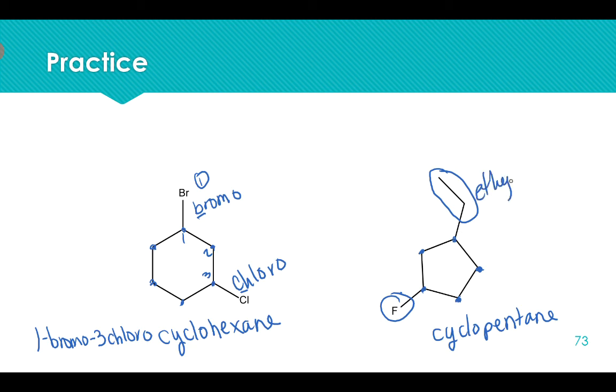This is ethyl, and that's a fluoro, and so that's going to be, I'll name that one number 1, 2, 3. Go around the ring in the shortest direction to minimize your numbering, and so that will be 1 ethyl, 3 fluoro.